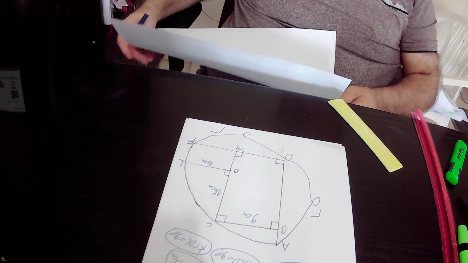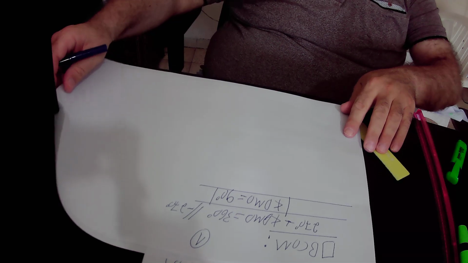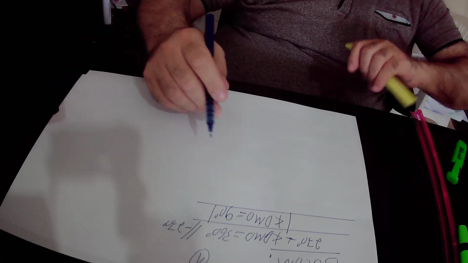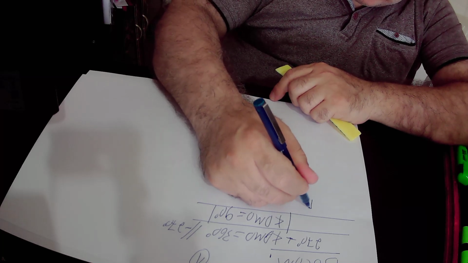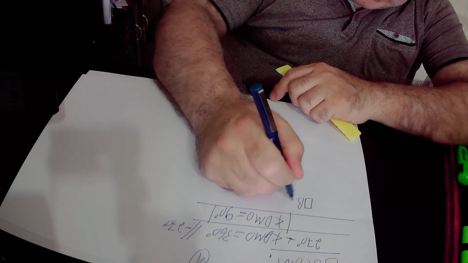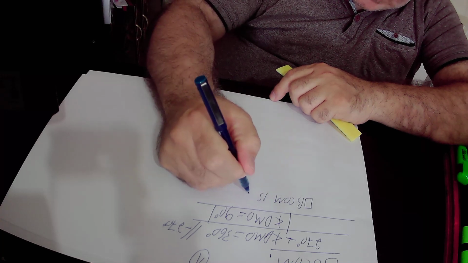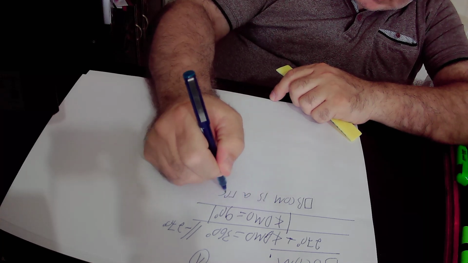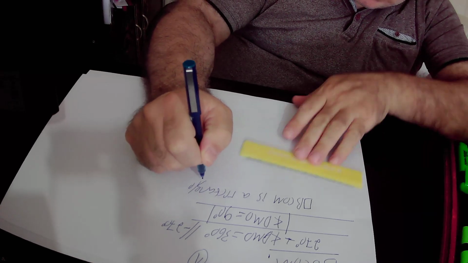So quadrilateral BCOM has 4 right angles, and any quadrilateral that has 4 right angles must be at least a rectangle, if not a square. So we will relate to quadrilateral BCOM as a rectangle. Quadrilateral BCOM is a rectangle because it has 4 right angles.